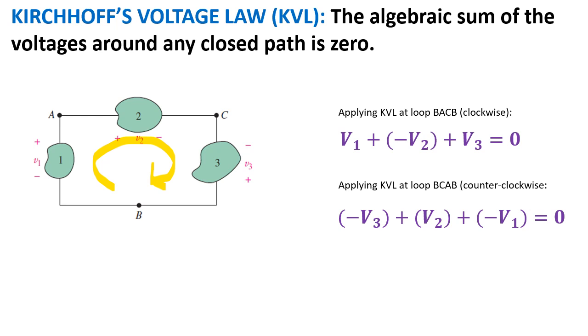Now, let us consider this network shown on your screen. You have a network with three elements, one, two, and three. It also has three nodes A, B, and C. Now, assuming you have already identified the signs for each element, the voltage sign, that is, where to place your plus and minus.